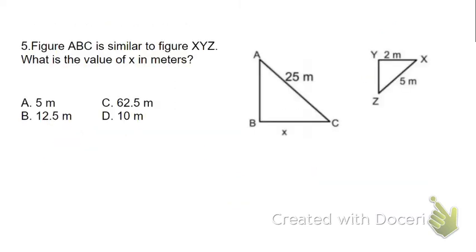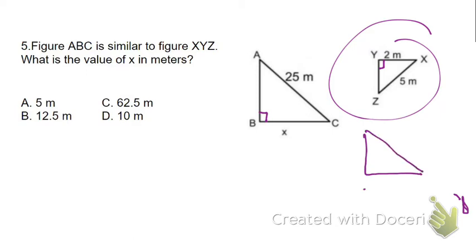All right, question 5. Figure ABC is similar to figure XYZ. What is the value of X in meters? These similar figures are great, but they are rotated differently. So I'm going to try to redraw this one so that it matches the way this one is sitting. If I did that, it would look like this. If I think about where my right angle is, my right angle is Y, and then X would be the bottom, and Z would be the top.